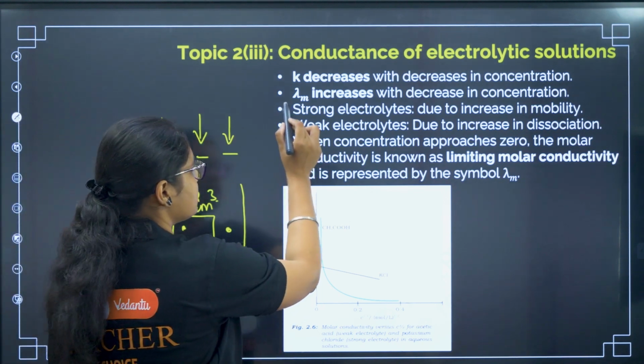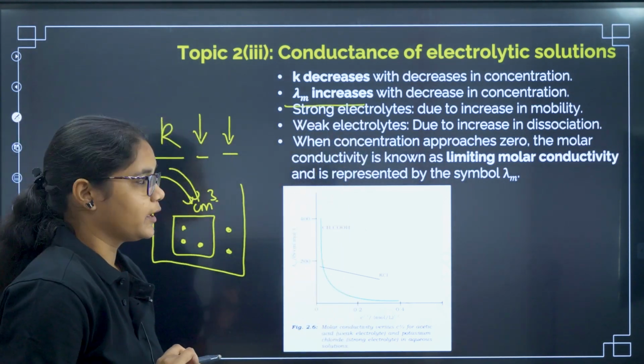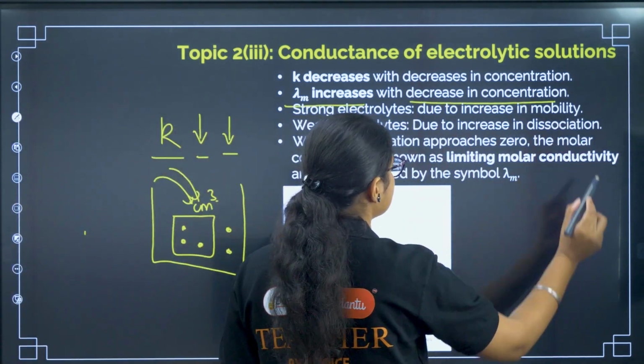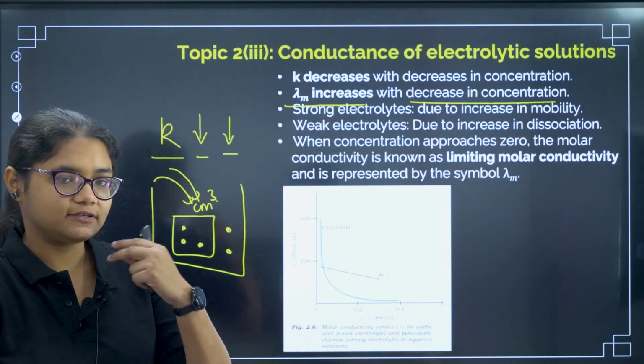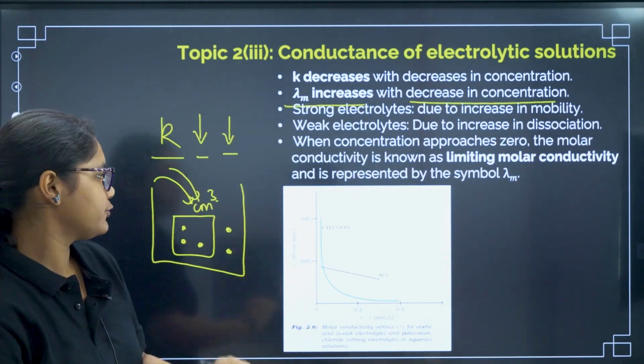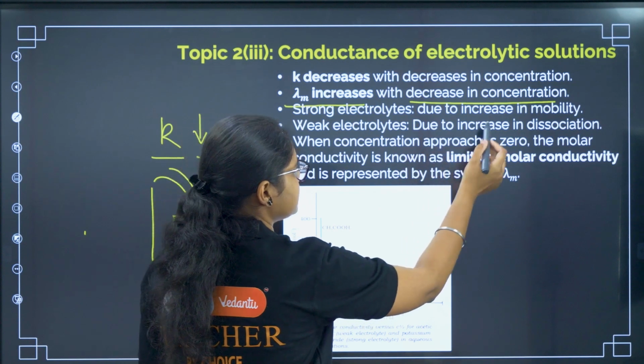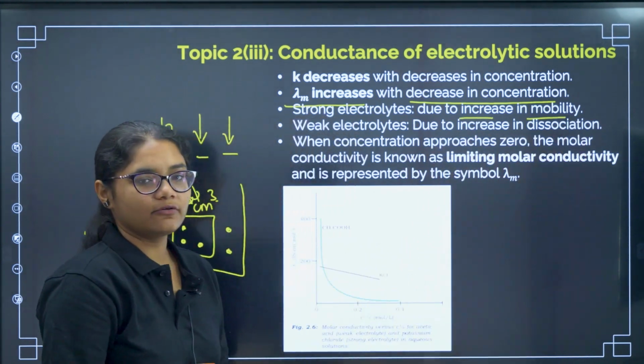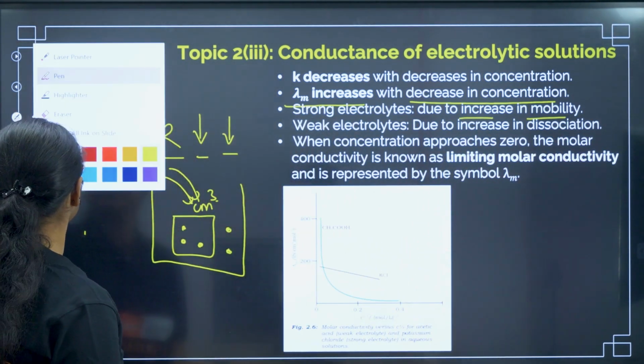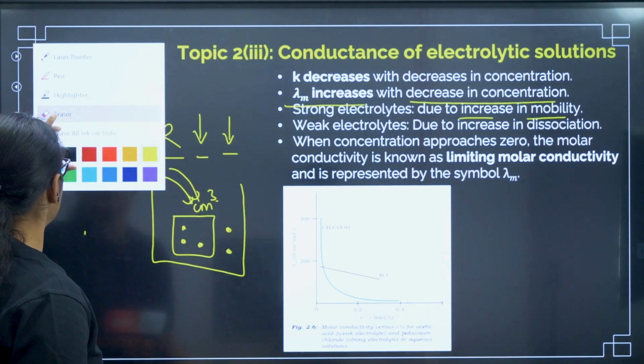But for molar conductivity, you have to remember it increases. It increases due to the decrease in concentration. So this increase is different for strong electrolytes and weak electrolytes. For strong electrolytes, it increases due to the increase in the mobility of ions. So what happens here? I'll explain in very short.